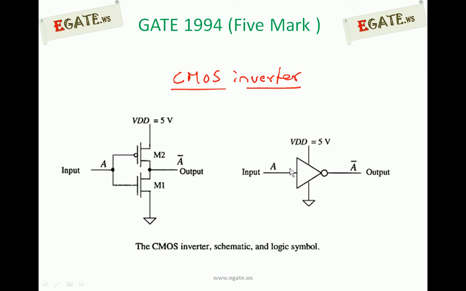An inverter will give the inversion of the input signal as output. So if you provide A, you will get output as A bar. If input is A, output is A bar. And this is a CMOS inverter, and we'll see the first operation.